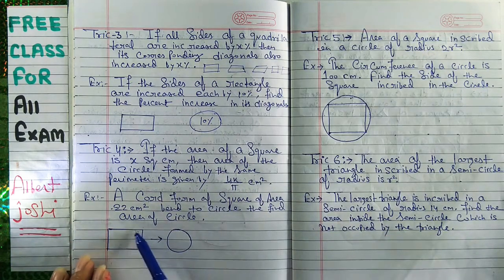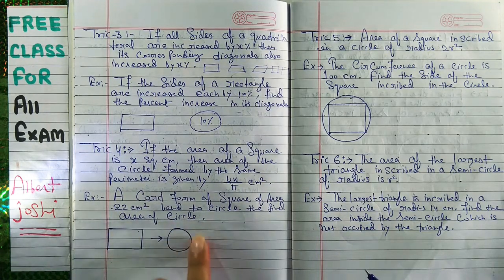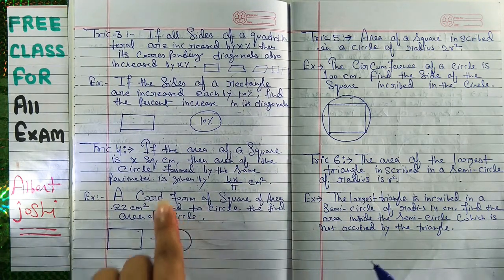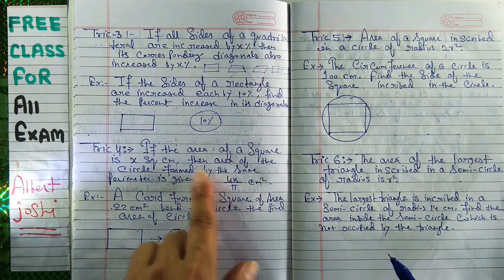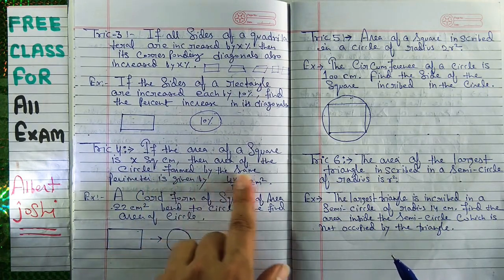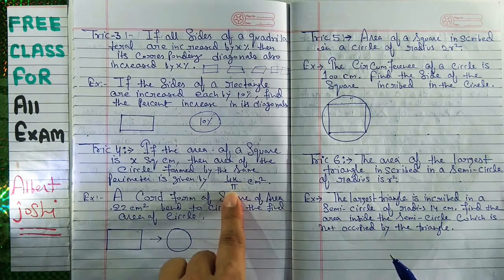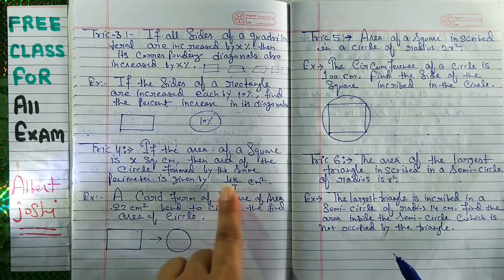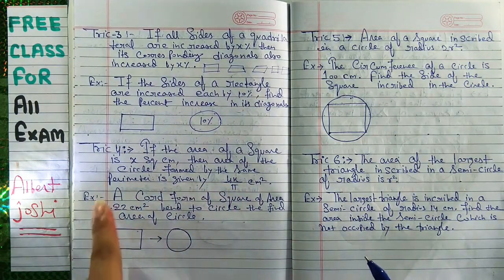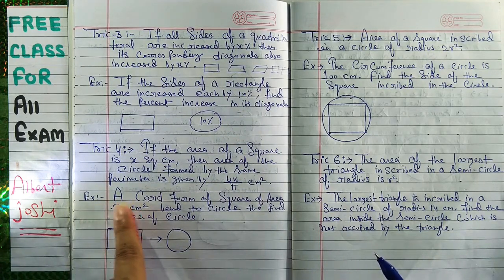Meaning if you have one figure and after transformation you have made another new figure, then the circle formed by the same perimeter has area 4x upon pi. So we will explain by the help of this example.